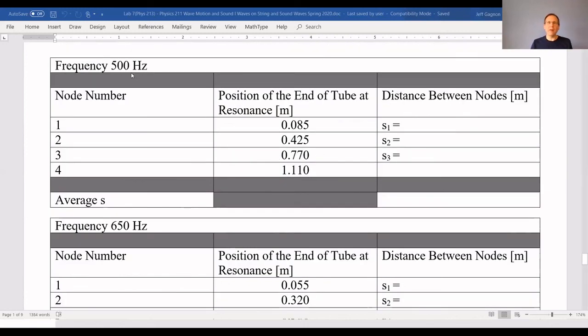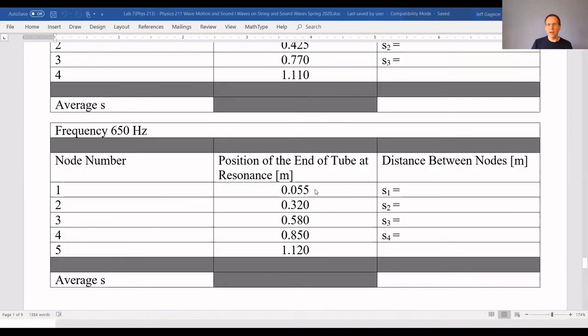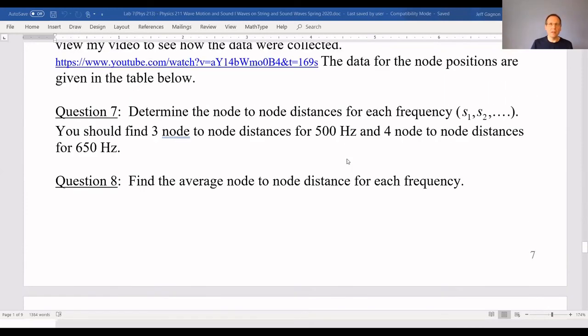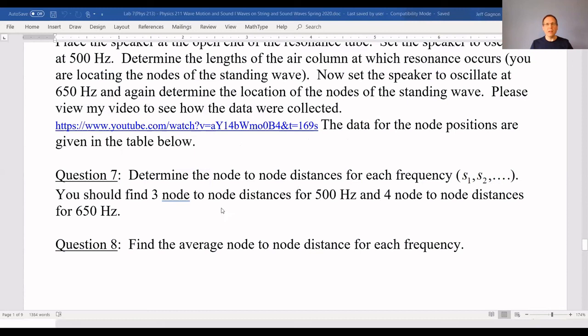And this would be the second node, third node, and fourth node, etc. For the 500 hertz, we could find 4 nodes. For the 650 hertz, we could find 5 nodes. So what you need to do, this is question 7, is determine the node-to-node distances for each frequency. For the 500 hertz, you should find 3 node-to-node distances, and for the 650 hertz, you should find 4 node-to-node distances.